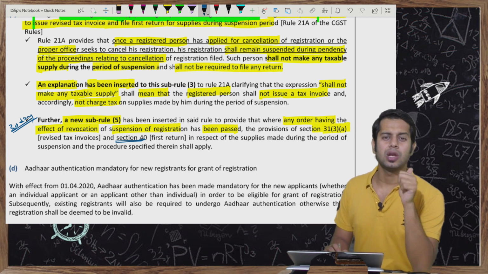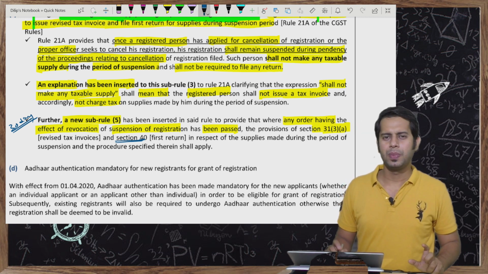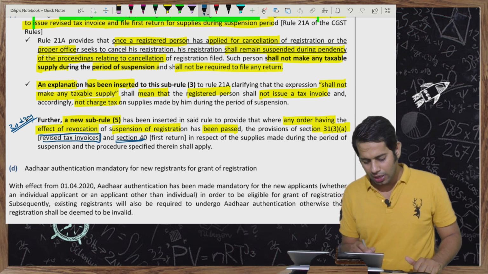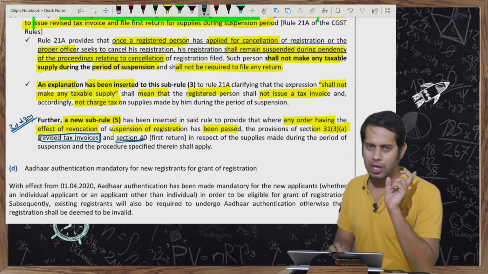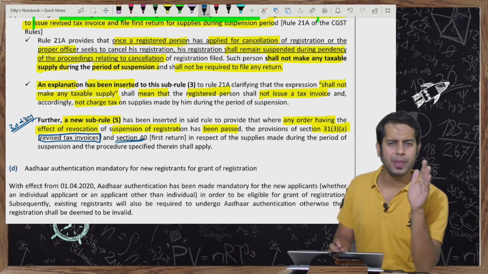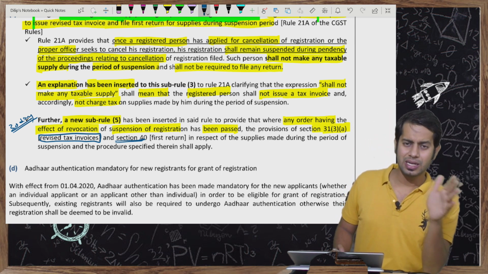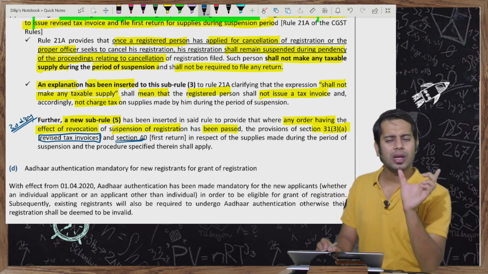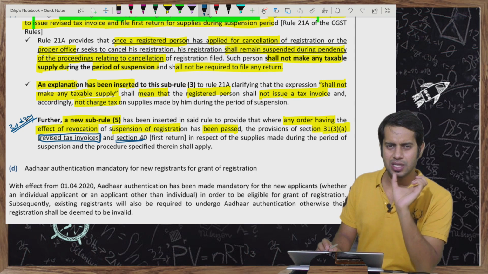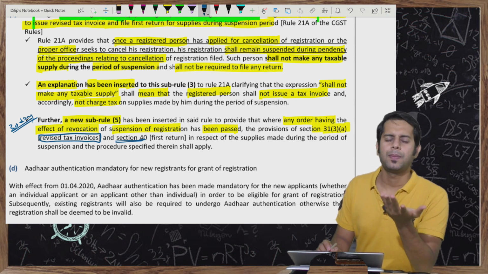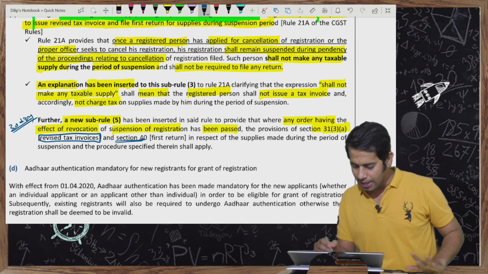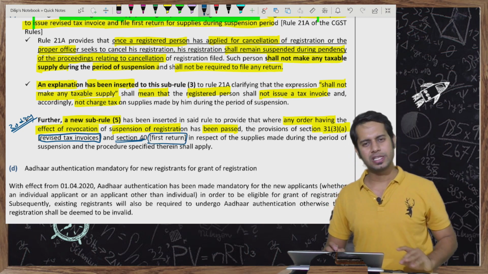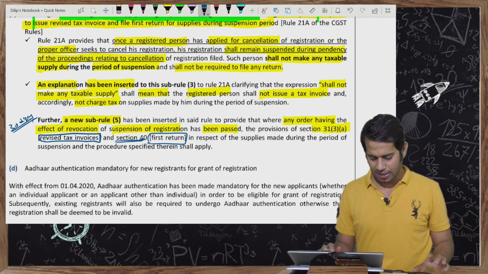During that period of suspension, what should I do? I have made sales during that period of suspension. Now what should I do for that, sir? For that period, issue a revised tax invoice for all the supplies made from the date when it was cancelled till the pendency of your cancellation order. Whatever supply you have made, issue a revised tax invoice and file a return called the first return for whatever supply is made during that period.